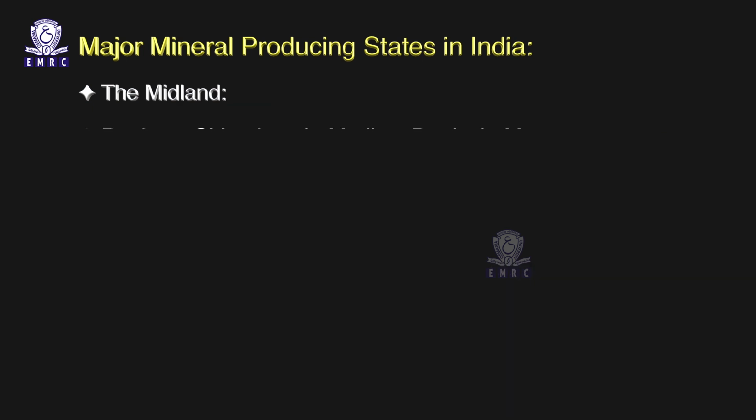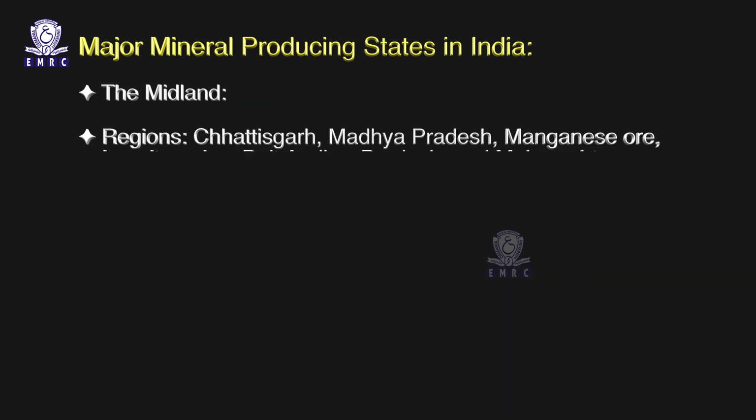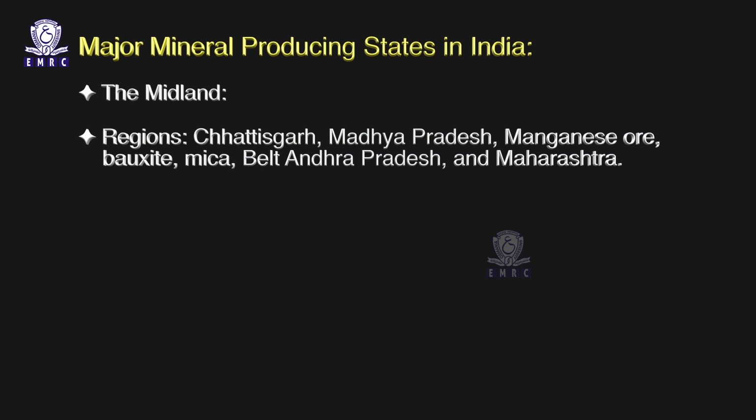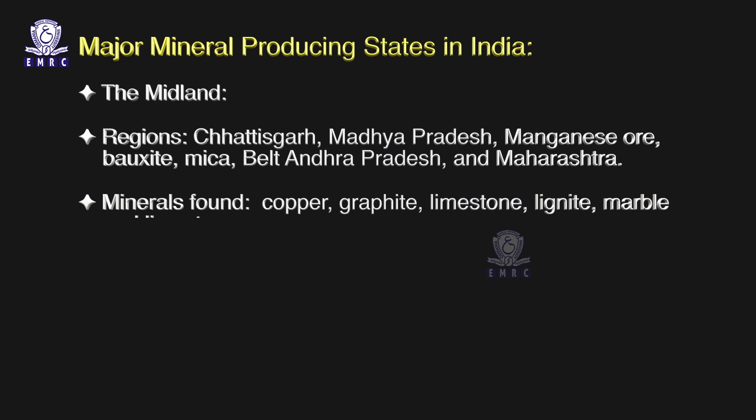The Midland region is the second zone. These include Chhattisgarh, Madhya Pradesh, Andhra Pradesh and Maharashtra. The minerals found are copper, graphite, limestone, lignite, marble and limestone.